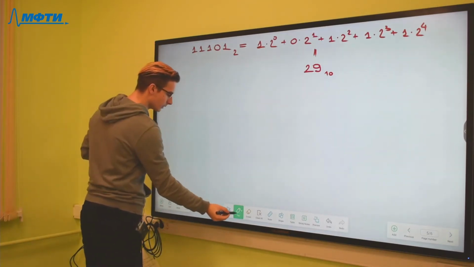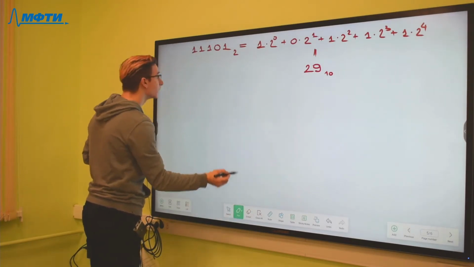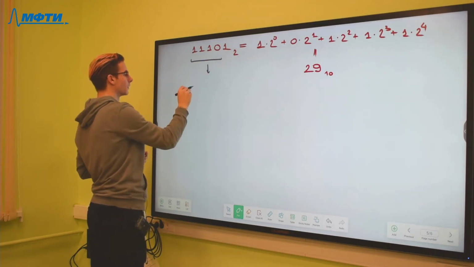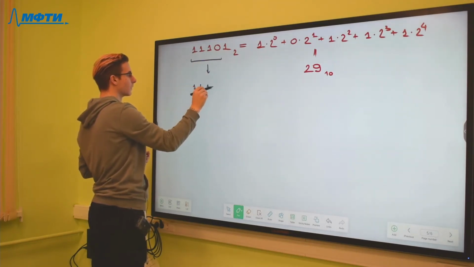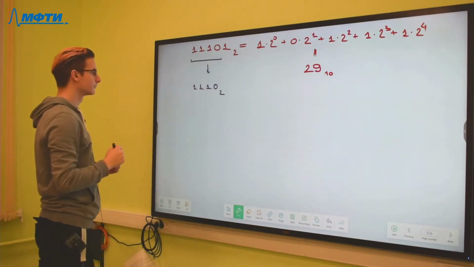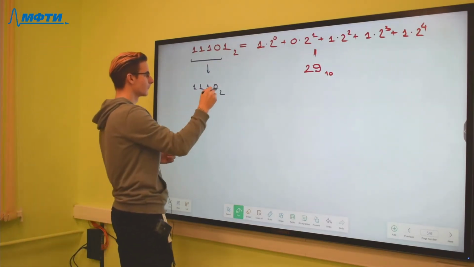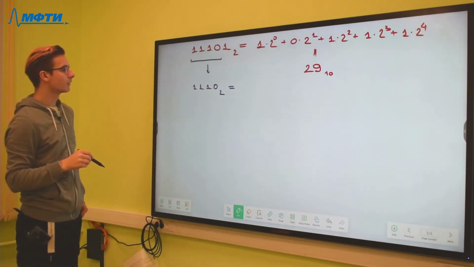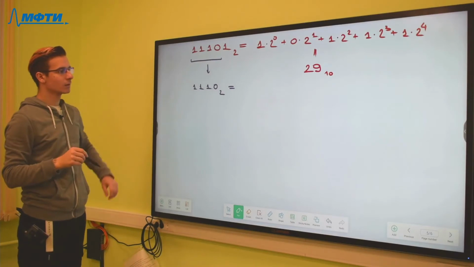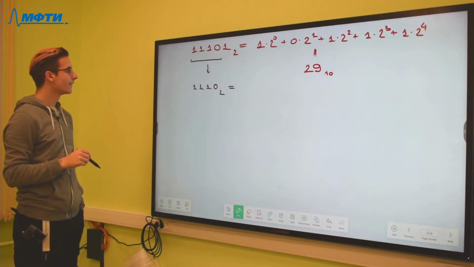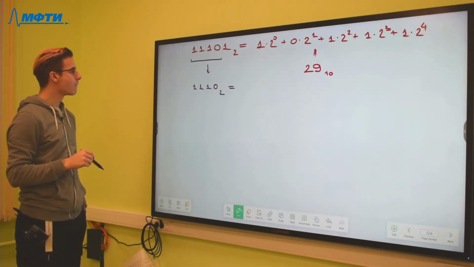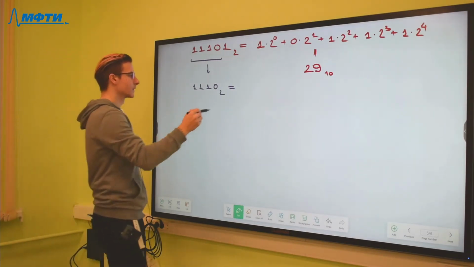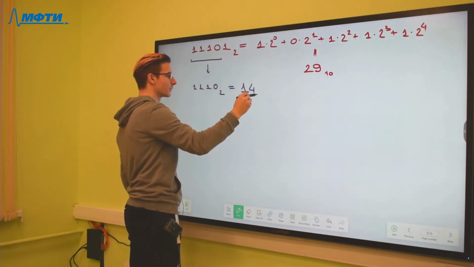And then we can see in this part, and what is this number? Yeah, it is 14.